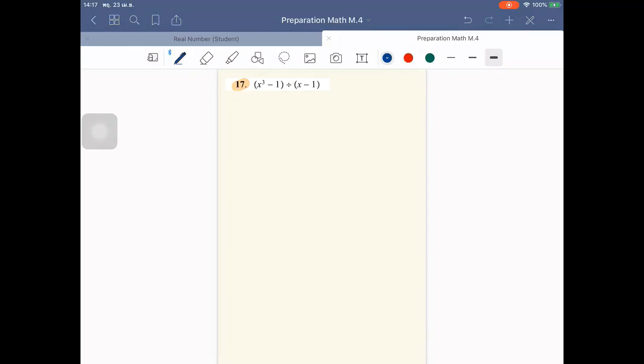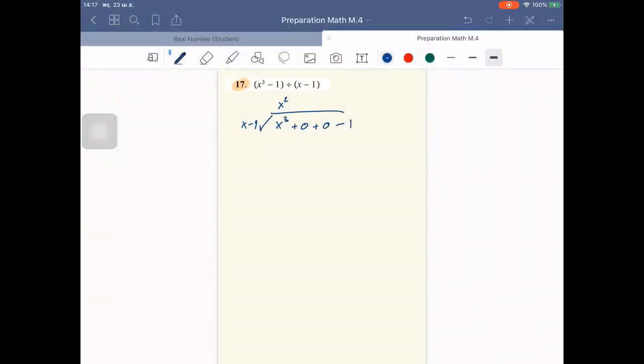Okay, let's see the answer. Long division of polynomials, okay? x minus 1, x to the power of 3, plus 0 for the second degree, 0 for the first degree, and minus 1 here. So the first number you should multiply is x squared. Then you get x to the power of 3 minus x squared, and then you do subtraction. You get x to the power of 2 plus 0.